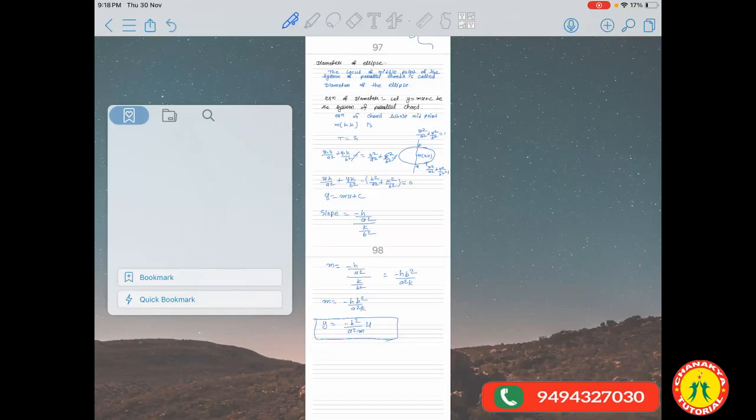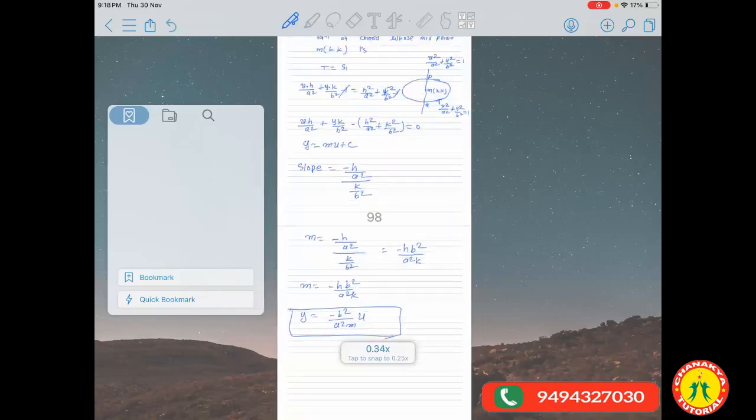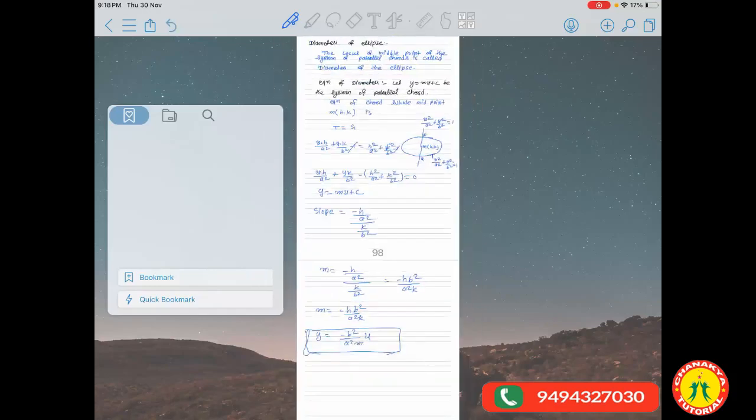Got it? Any doubt? So we need to remember these things. Equation of chord, diameter of the ellipse. The diameter of the ellipse equation will be y equal to minus b square by a square m x.